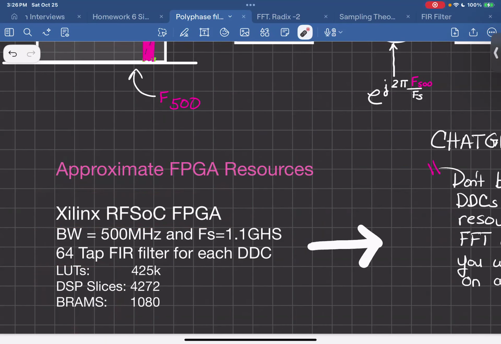So assuming all of these design parameters, we're looking at lookup table usage at 425K, DSP slices at 4272. Wow. Block RAMs at 1080. And everything that I looked up said that it's over this amount. So you're looking at using more resources than even what you have. And at the end of the day, you're only getting frequency content out of this.